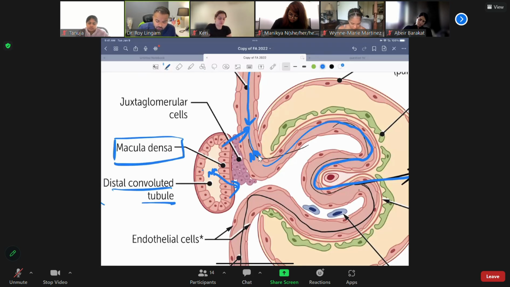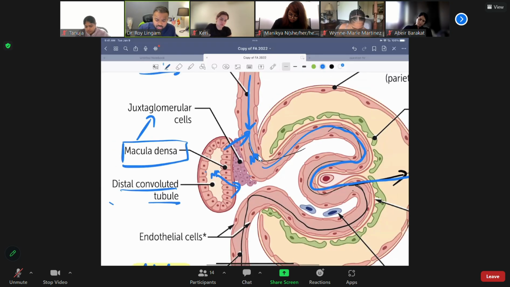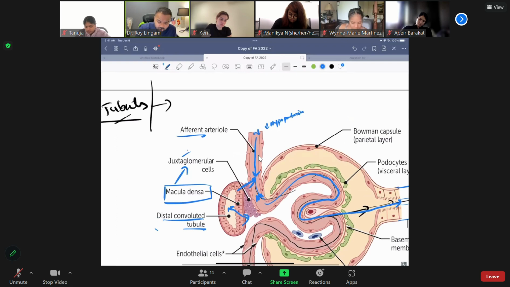They scanned and said, we are not getting enough sodium into the kidney. So macula densa will send a signal to JG cells. JG cells will release renin. You know what renin does. Eventually, renin will get you angiotensin II. That's the end product. Is that clear, folks?